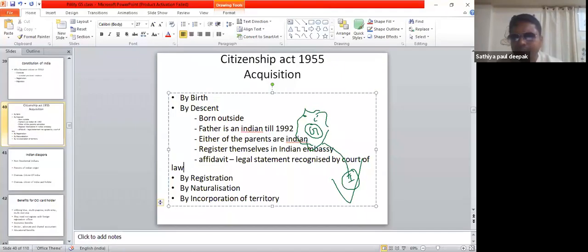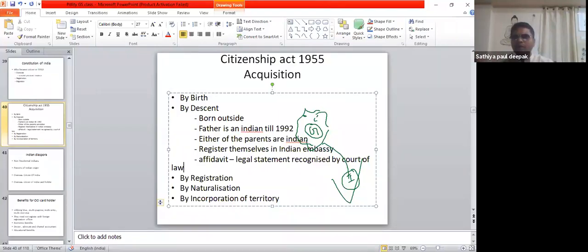The difference is if the parents register within 1 year, the citizenship is automatic. Automatic means the government cannot decide whether to give citizenship or not. The child is eligible, they have to just register the citizenship. The government cannot decide whether the child should be given the citizenship or not. But if 1 year is over, then the government can decide.